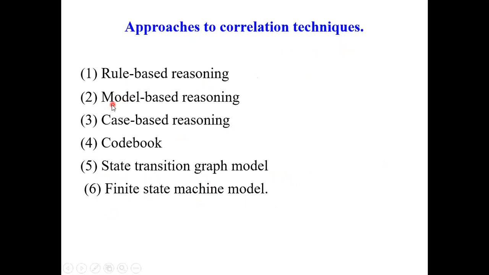One is rule-based reasoning, second one is model-based reasoning, case-based reasoning, code book, state transition graph model, finite state machine model. Please don't think कि ये सब theory में रह के ही है. You might not have utility right now, but we know that networks exist, management of network also is there, and there are problems which the manager needs to solve. How to solve that problem? See, the problem is not just I'm replacing a switch, replacing a link. There might be some problems which happen again and again.